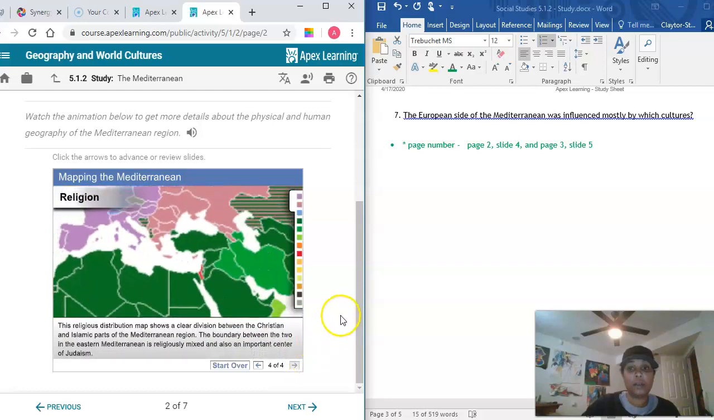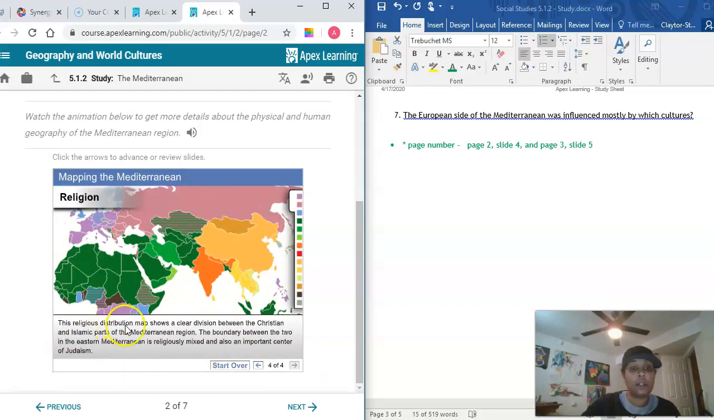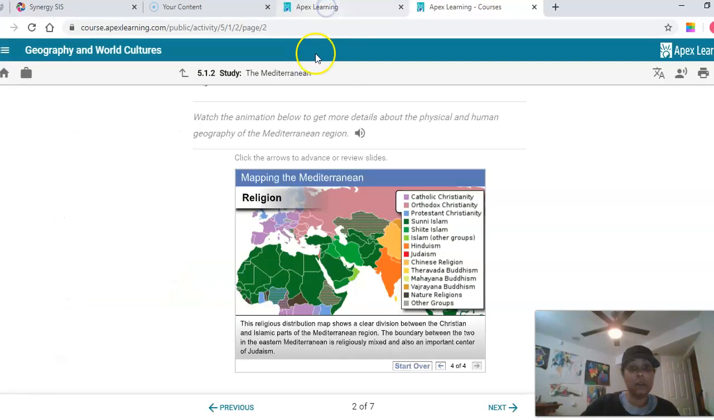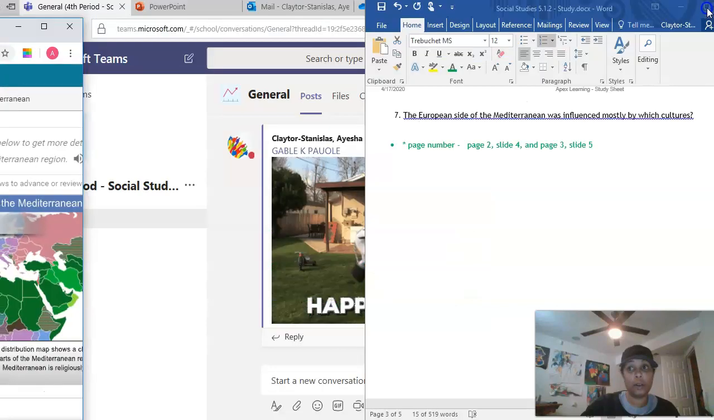All right. And when you look at it, it says this religious distribution map shows a clear division between Christian and Islamic parts of the Mediterranean region. The boundary between the two in the Eastern Mediterranean is religiously mixed and also an important center. So you're going to take a look at just the areas that are colored in. If I open it up more, it'll give you all the religions, and that'll help you answer that question a little bit better.